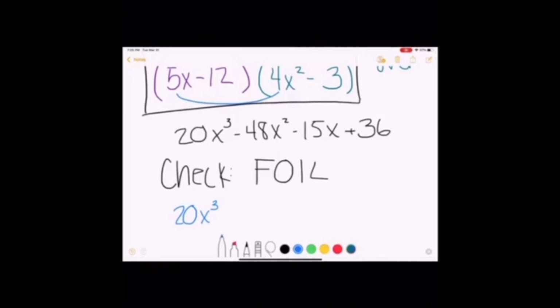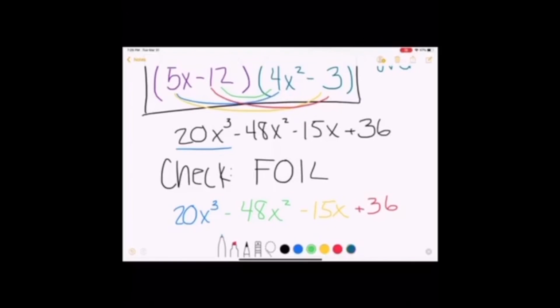But if you do the outer before the inner or the inner before the outer, you can always fix it at the end. So in this case, to make it a little easier, we're going to do the inner first since it has that x squared term. When doing this, we see that we are multiplying negative 12 by 4x to get negative 48x squared. Then we're going to multiply 5x times negative 3 to get negative 15x, and negative 12 by negative 3 to get 36 for our final term.